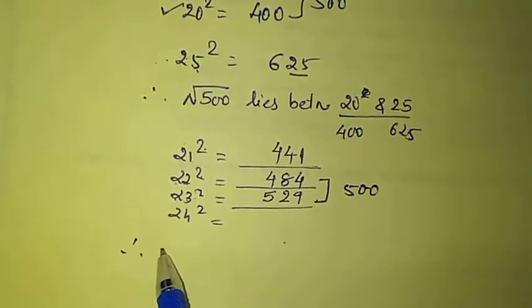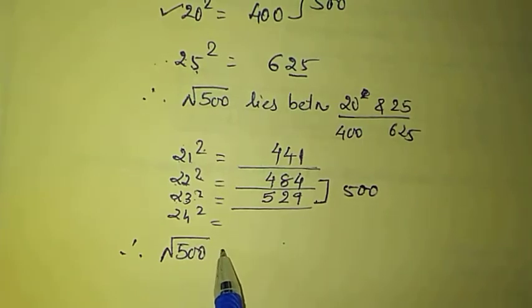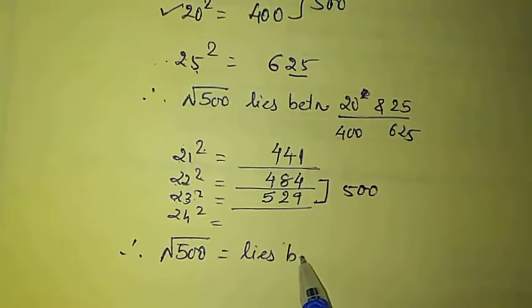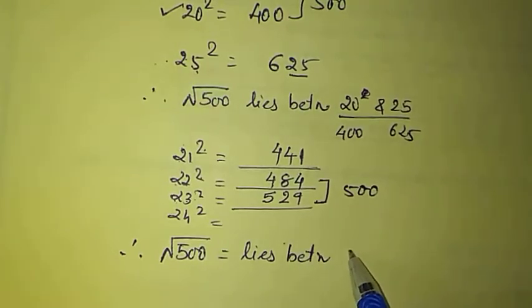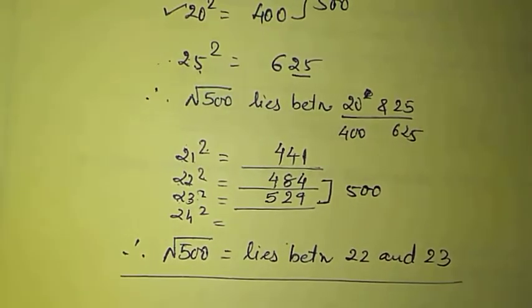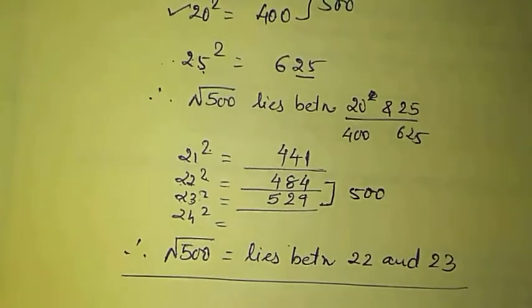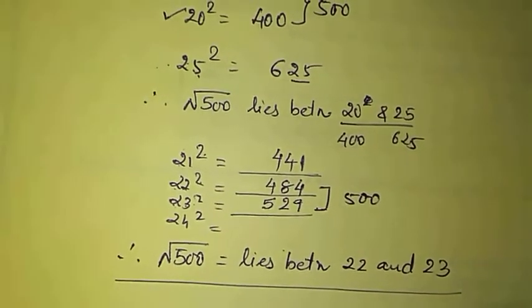Therefore we can write that root 500 lies between 22 and 23. Clear? We can proceed with a few more examples also.